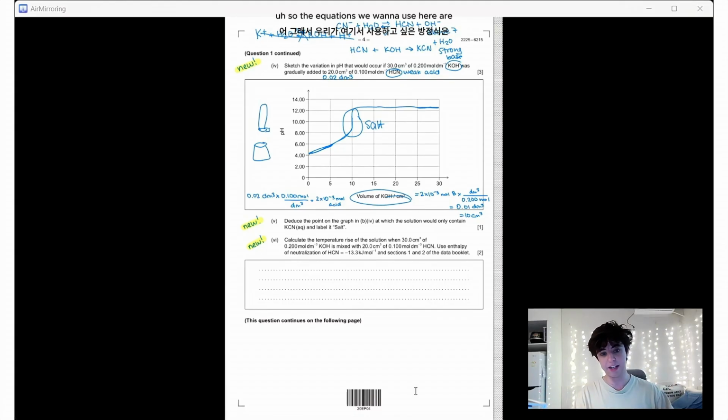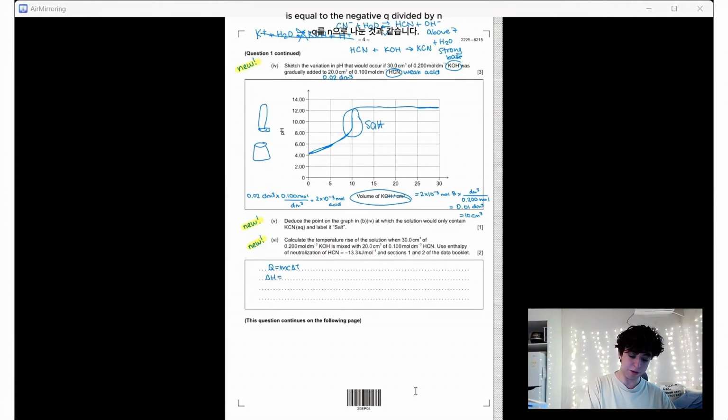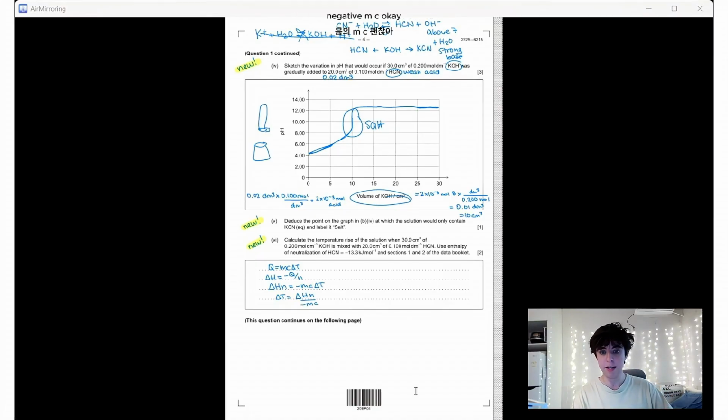But anyways, the equations we want to use here are Q = mcΔT, as well as ΔH = -Q/n. We're just going to combine these ahead of time. So ΔH·n = -mcΔT, and then we can solve for the change in temperature, which equals ΔH times moles over negative mc. At this point, we just need to figure out which part is which.